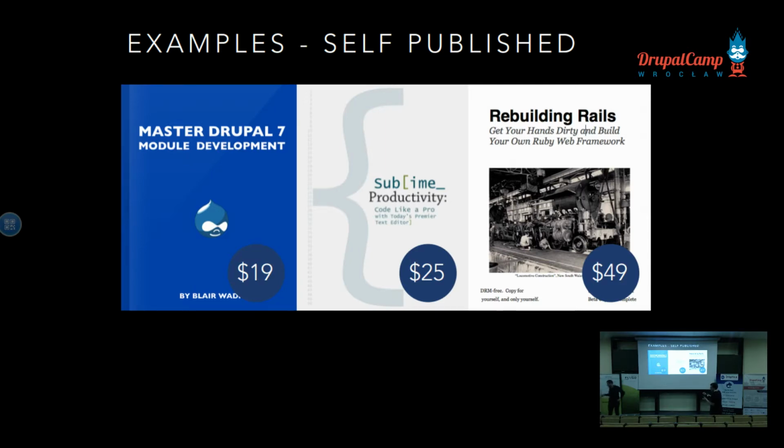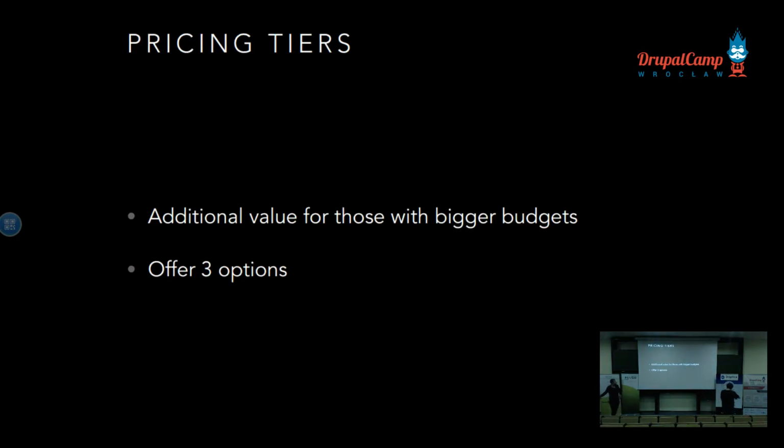Now, we're going to talk about a couple of points here around how you can actually charge more. And one way is to have pricing tiers. So the idea here is that you add additional value for people who have got a bigger budget. You generally want to offer 3 options. You don't want to offer more than that because people will get confused. They won't know which option to choose, and they'll get bored, and they will leave. 3 is a nice number.